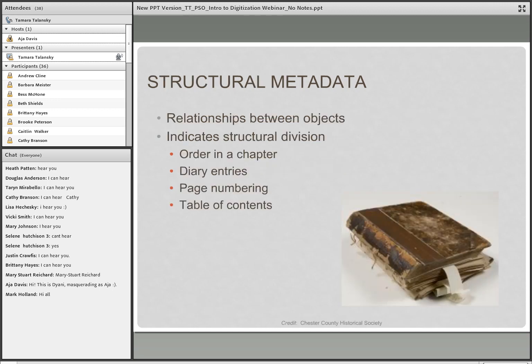Structural metadata pinpoints the relationships between objects. So for instance, you could say something like insert number 1 was attached to journal or diary number 5. It's basically what ties everything together. It's the internal structure, such as the order of pages in a chapter or individual diary entries in a diary section of a book. It may also include page numbering or table of contents.